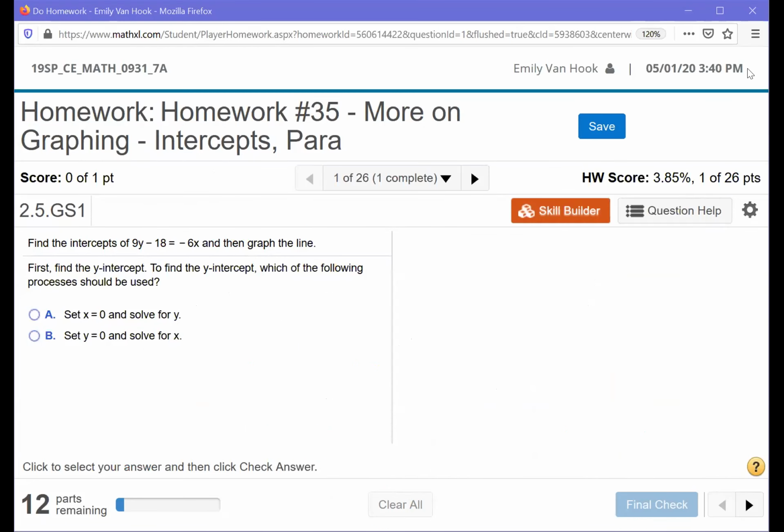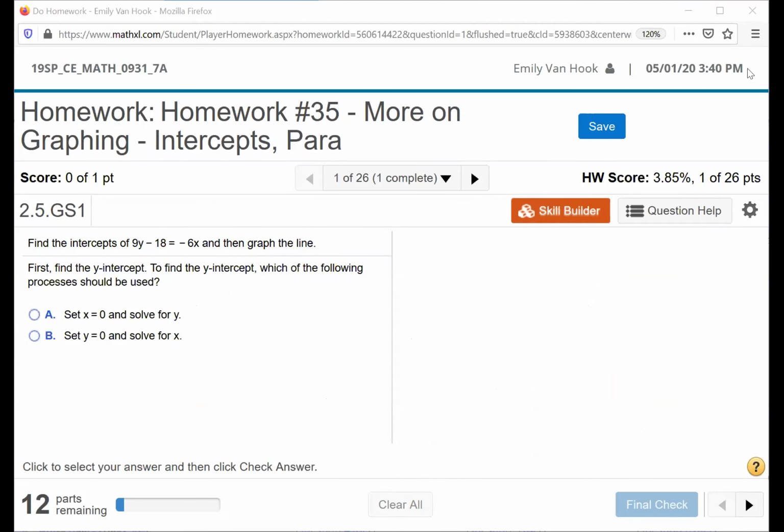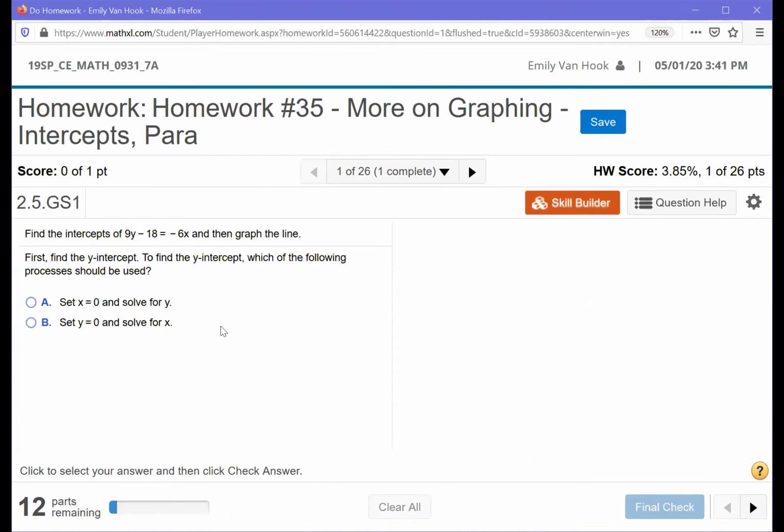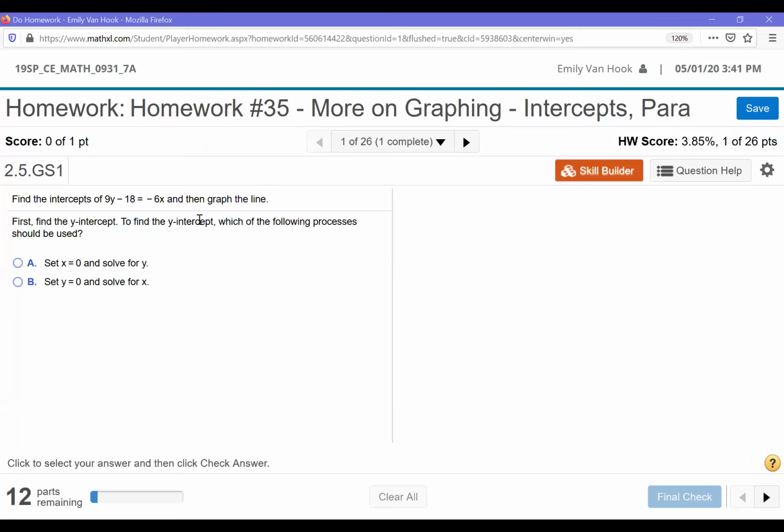Okay, here we are, I think. And as we've seen before, the very first question has 12 parts. So this is kind of walking us through what we have just gone over here. Let me just maximize this screen for us. Okay, so find the intercepts and then graph the line. So it's really going to make us break it down.